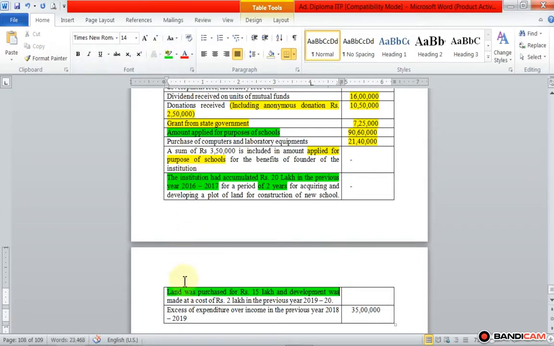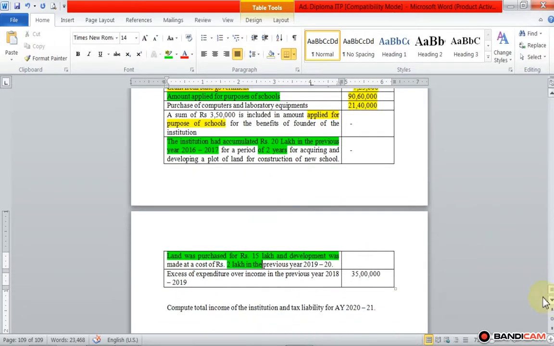Then development cost rupees 2 lakh, and the remaining balance is taxable. It means the provision is made for 20 lakh and only 17 lakh is spent on purchase and development of land, and the remaining 3 lakh is with the trust, and this 3 lakh is taxable. Then excess expenditure over income in previous year 2018-19, 35 lakh. This excess expenditure is also deducted from the income of the charitable organization. We already studied this point.